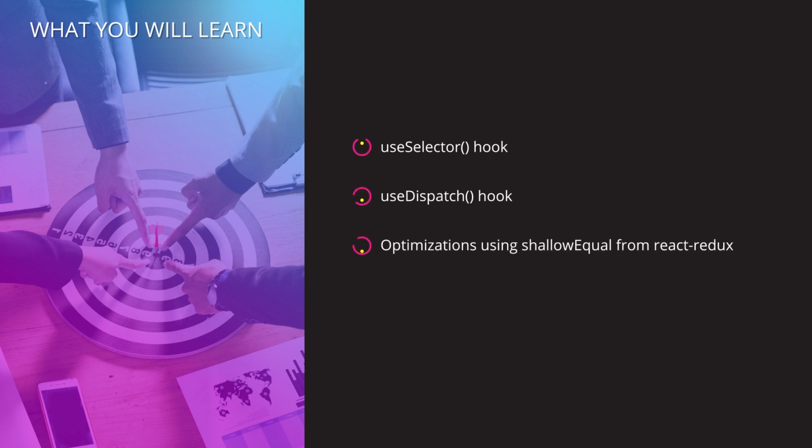In this video, we'll interface the cart component as well as our app component with Redux using hooks instead of the connect higher order function. We'll use the useSelector and useDispatch hooks, and we'll also implement optimizations using the shallow equal function from React Redux and the memo higher order function from React.